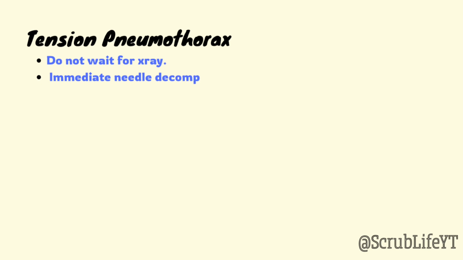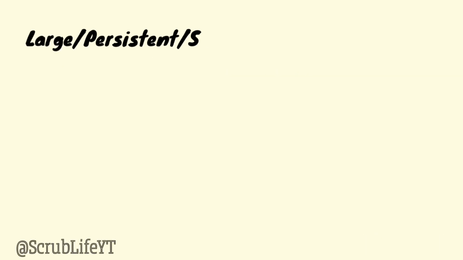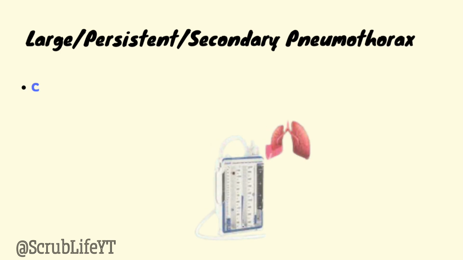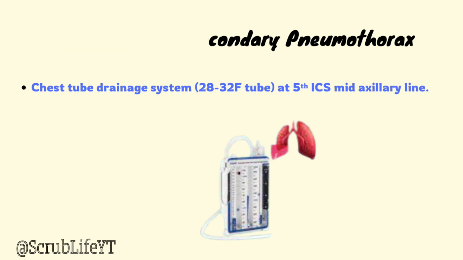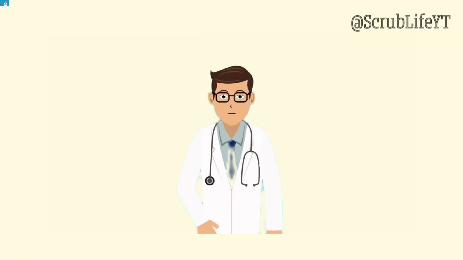For tension pneumothorax, which is a medical emergency, if suspected, do not wait for X-ray. Immediate needle decompression is done. For large, persistent or secondary pneumothorax, a chest tube drainage system is inserted with a 28 to 32 French tube, at the fifth intercostal space, mid-axillary line. Now we'll discuss the nursing management of a patient with pneumothorax.